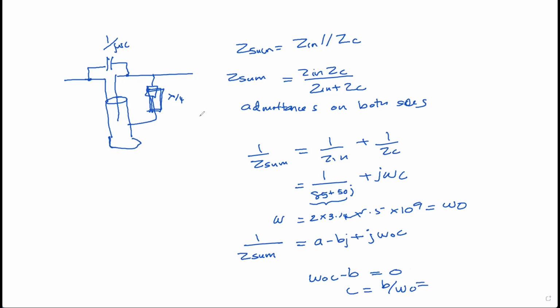Once we connect this capacitor, the imaginary value of the impedance at the feed point gets cancelled. That is the advantage of connecting a capacitor in parallel to the feed point of the antenna.